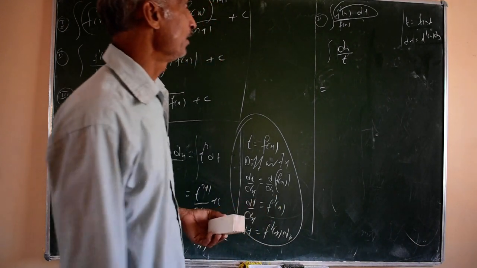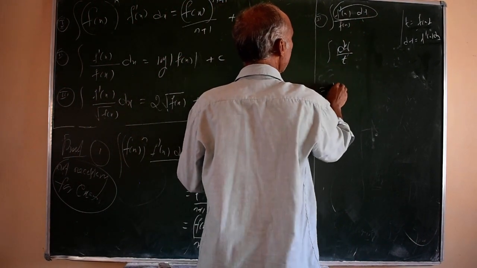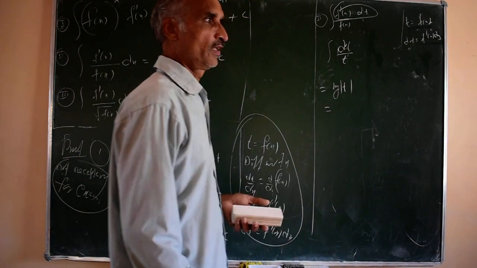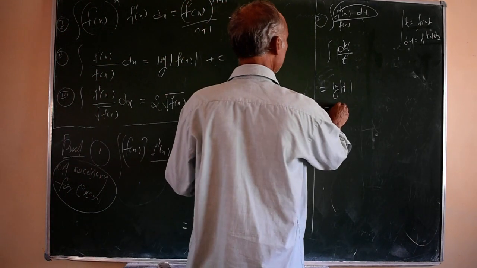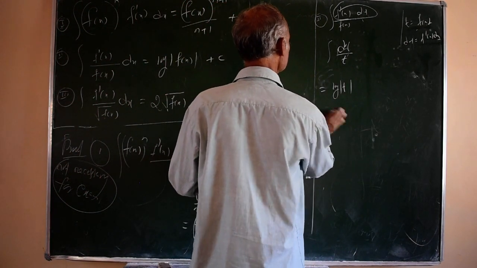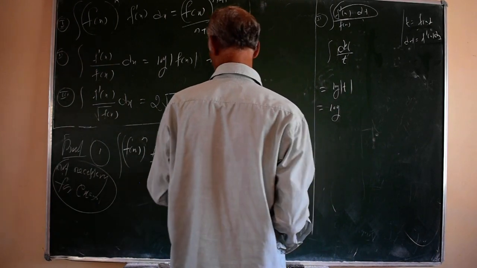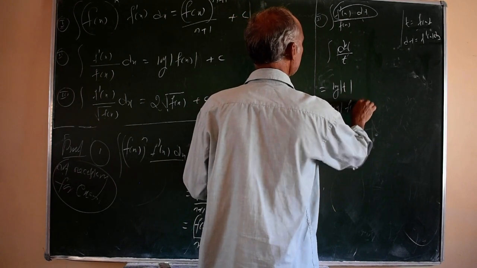What is that dt by t? Whole is integration of dt by t, which is log t. In front of log you have to put mod. Okay, that's equal to log of what is the t? T is equal to mod f of x. No, t is equal to f of x, plus c.